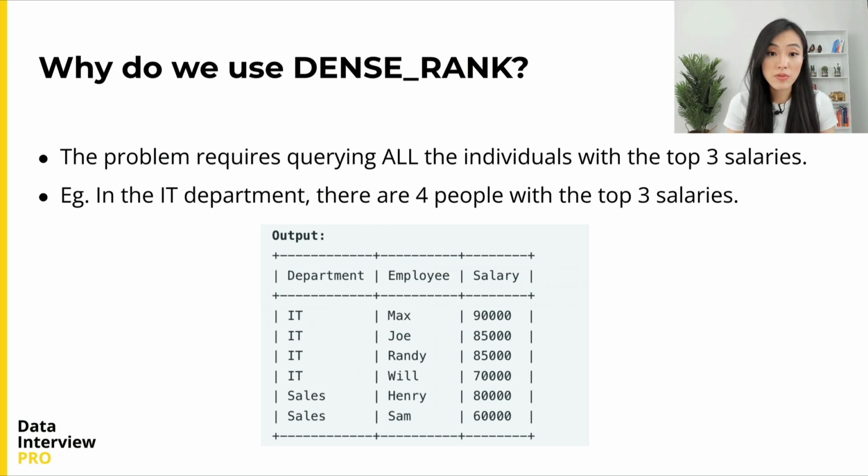This is because the problem requires returning all the individuals with the top 3 salaries in each department. For example, in the IT department, there are 4 people with the top 3 salaries and 2 of them share the same salary, which is 85,000. Using that rank, we can get the ranking in sequential numbers, and employees with the same salary will have the same rank. This helps us select employees in the next step.